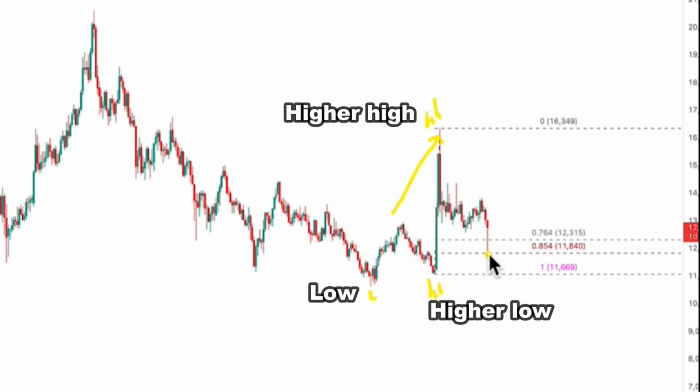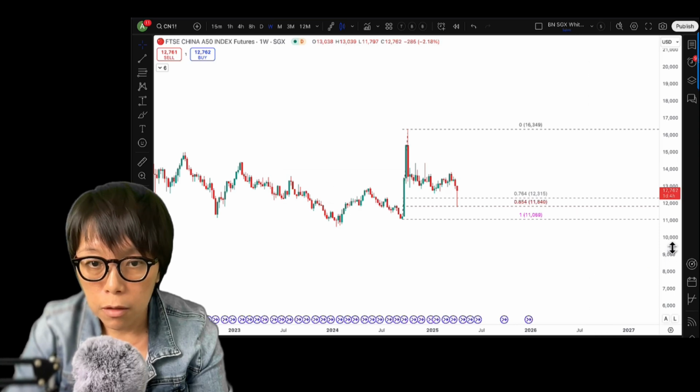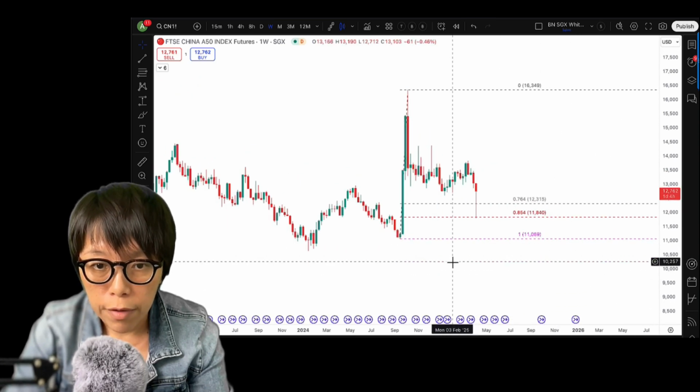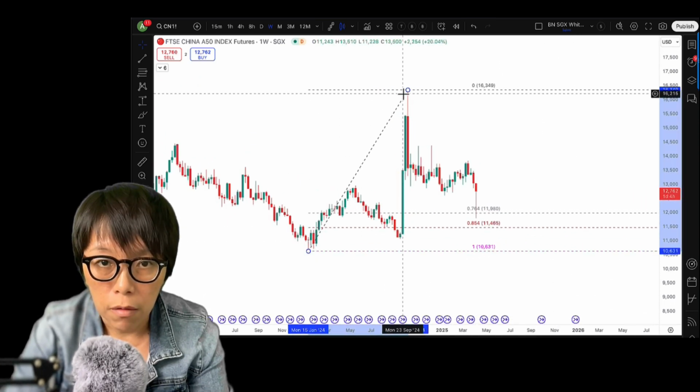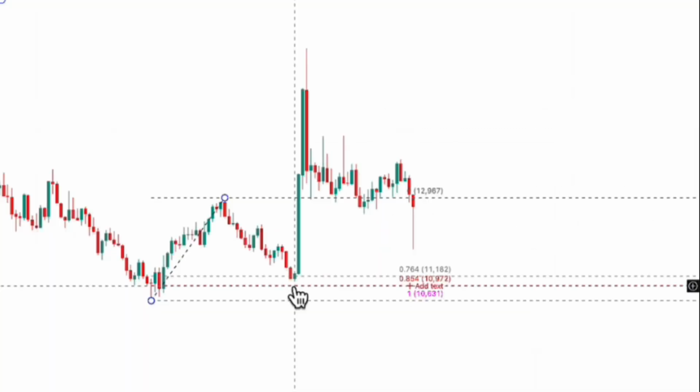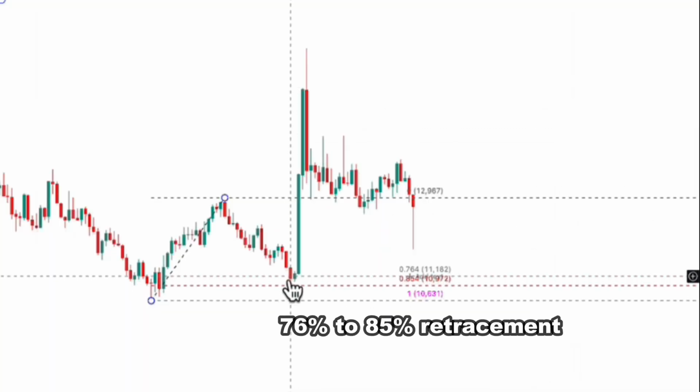And this one here happens to be an 85% retracement. So price actually retraced much lower, probably very much affected by the tariff. But still, by hitting the 85% retracement of this upward movement, it is still a higher low. So based on such evaluation, this uptrend is still intact. Now, one thing I just wanted to highlight is that previously we've seen that price also stopped around the 76% to 85% retracement.